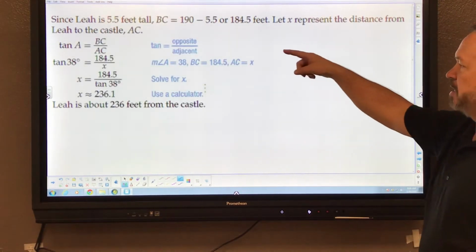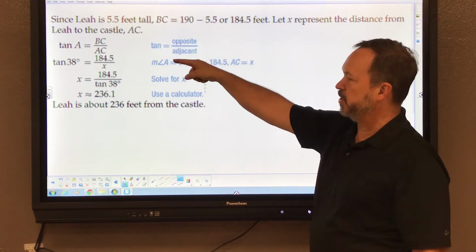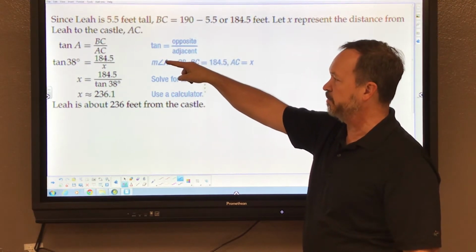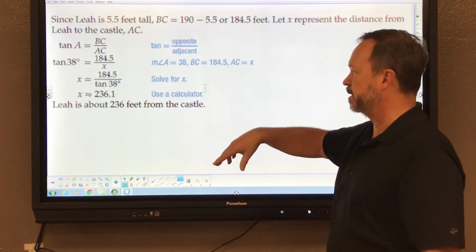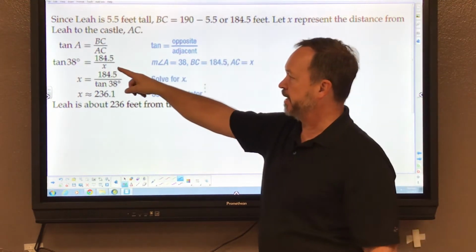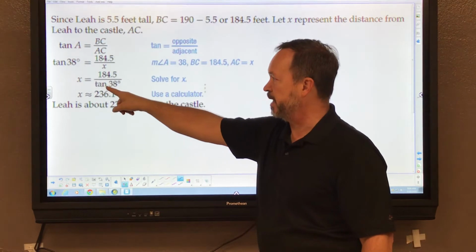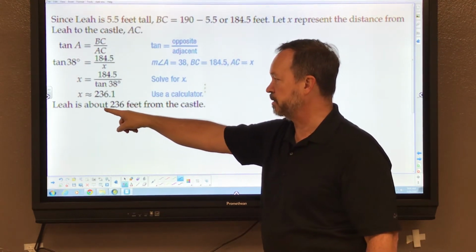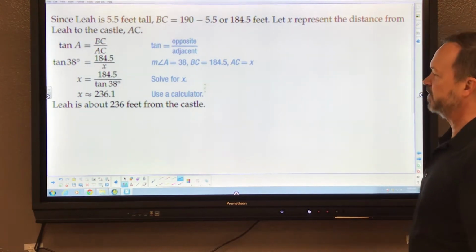So you can see they set this thing up. They did the 184. This is, like I said, it came out of the book. They did 184.5 because that's the thing we saw with little Leah. They ended up doing the same thing that we did. They got this. They put it in the calculator. They got that. So she's about 236 feet from the castle.